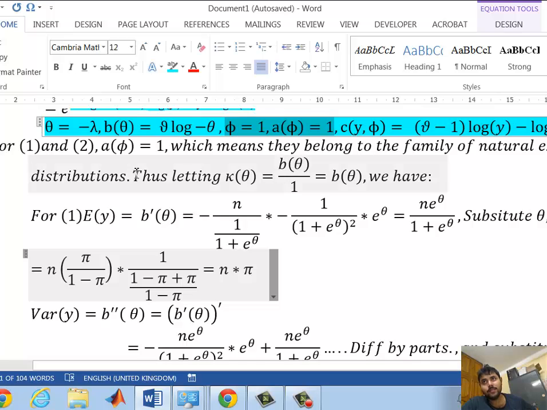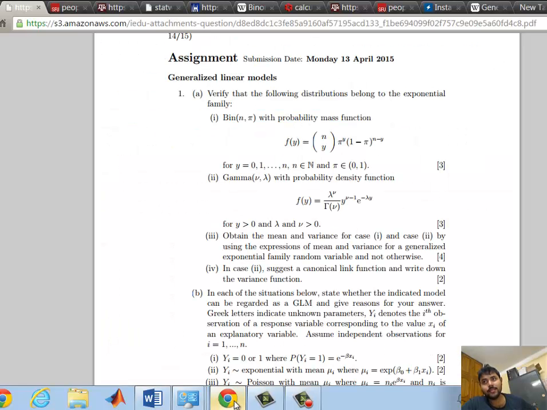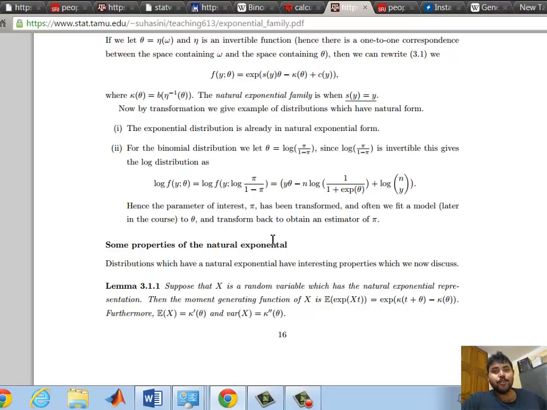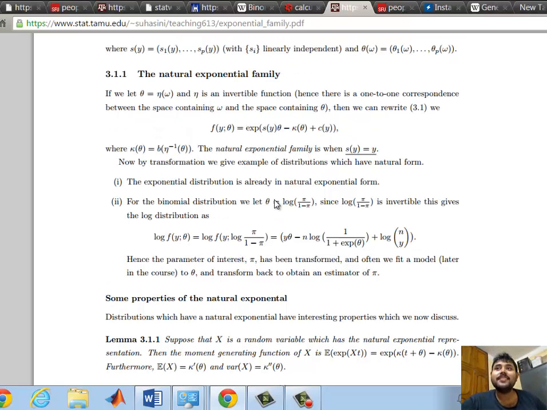And then we use a lemma, right? So what's the lemma? It's for finding out expectations and variance of a natural exponential distribution. So what's a natural exponential? A natural exponential is a function.